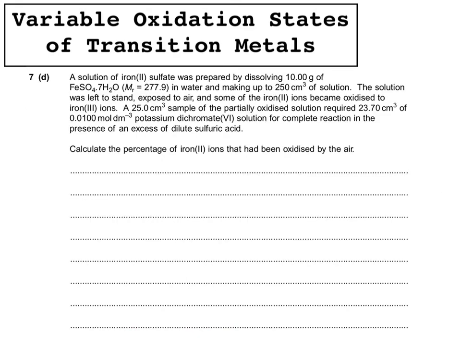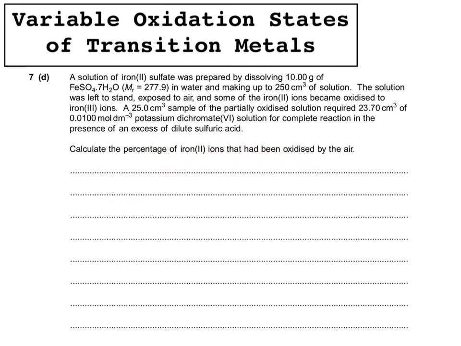So here's the sort of question that may be asked based on those equations, and at first glance it seems pretty daunting. So we'll just read through it. A solution of iron 2 sulfate was prepared by dissolving 10 grams of iron sulfate in water and making up to 250 cm³ solution. The solution was left to stand exposed to air, and some of the iron 2 ions became oxidized to iron 3 ions. A 25 cm³ sample of the partially oxidized solution required 23.7 cm³ of 0.01 mol dm⁻³ potassium dichromate solution for a complete reaction in the presence of an excess of dilute sulfuric acid. And it asks you to calculate the percentage of iron 2 ions that have been oxidized by the air.